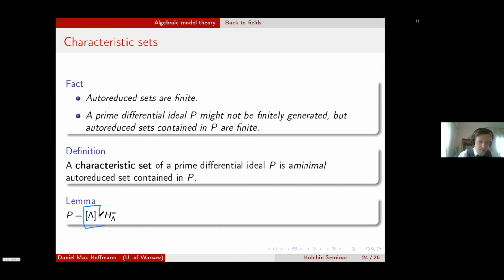Okay, why? Because here it's still a differential ideal generated by lambda. I would like to have a purely algebraic situation. If you have derivations, then you have infinitely many algebraic indeterminates.